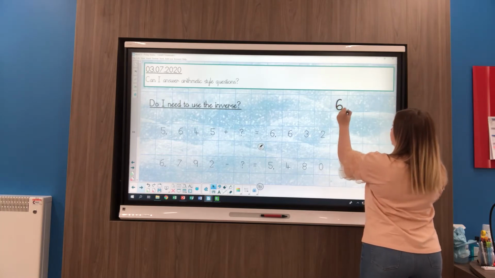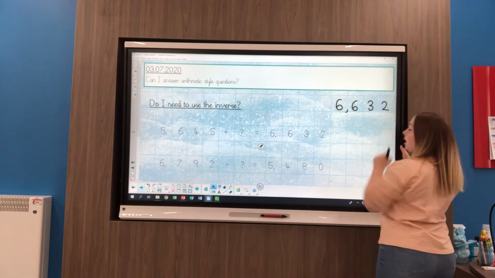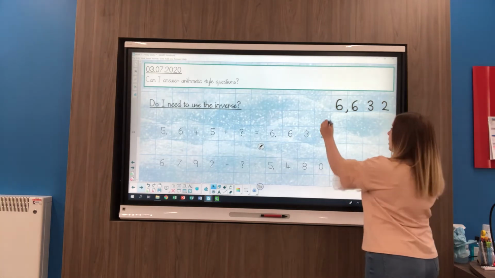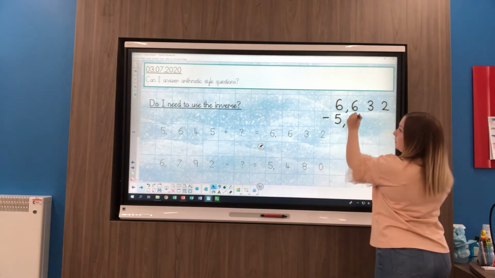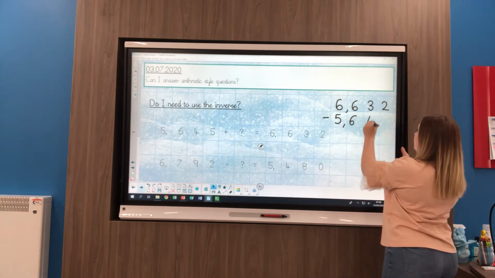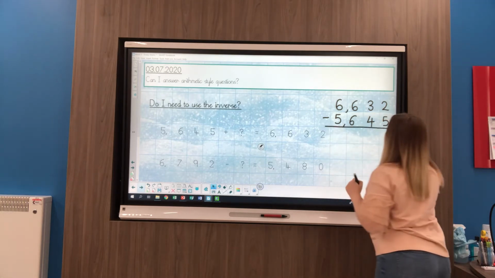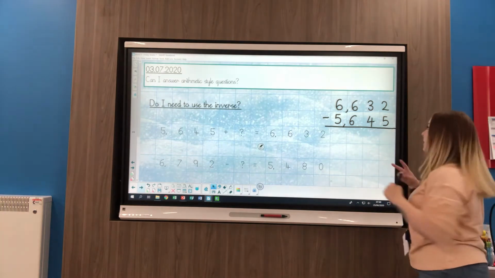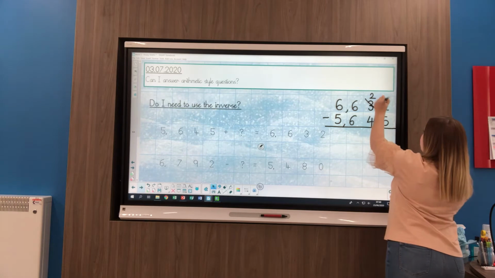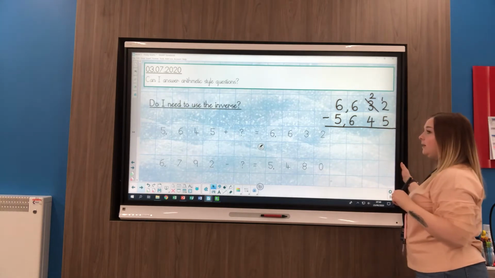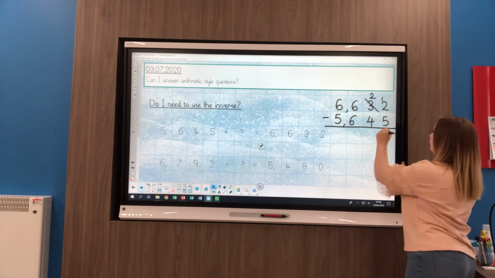So 6,632, making sure we start with our biggest number because we're doing a subtraction. And we're going to take away our other number, 5,645. Okay, so I've got 2 and I need to take 5 away. Now I know I can't do that, so I'm going to go next door. The 3 becomes a 2 and this 2 becomes a 12, and then 12 take away 5. So 12, 11, 10, 9, 8, 7.